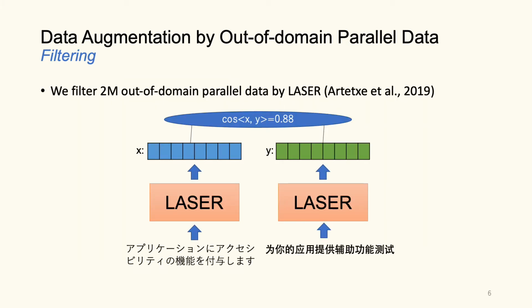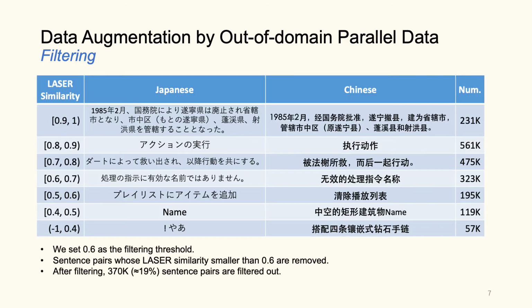Then we try to do the filtering. We filter the 2 million out-of-domain parallel data by LASER. Specifically, we use the LASER encoder to encode sentences into sentence embeddings, and then we calculate the cosine similarity between sentence pairs. By the calculated sentence similarity, we can do the filtering.